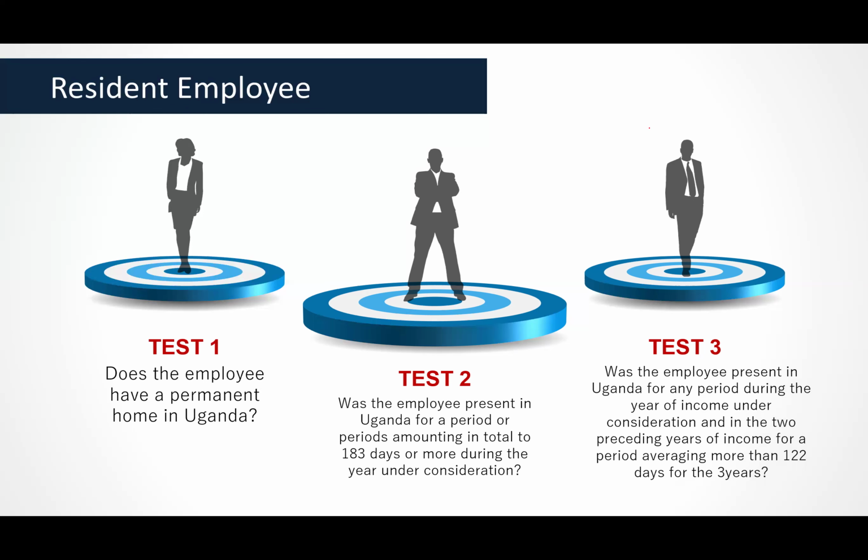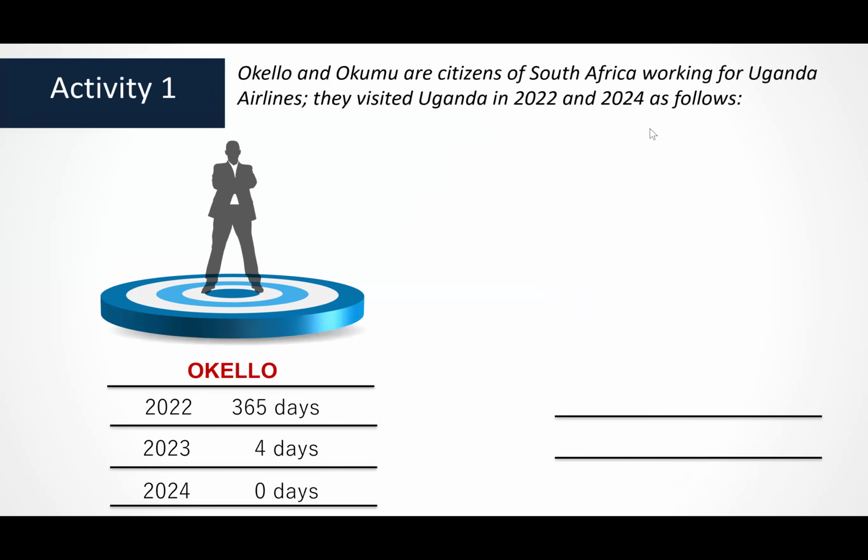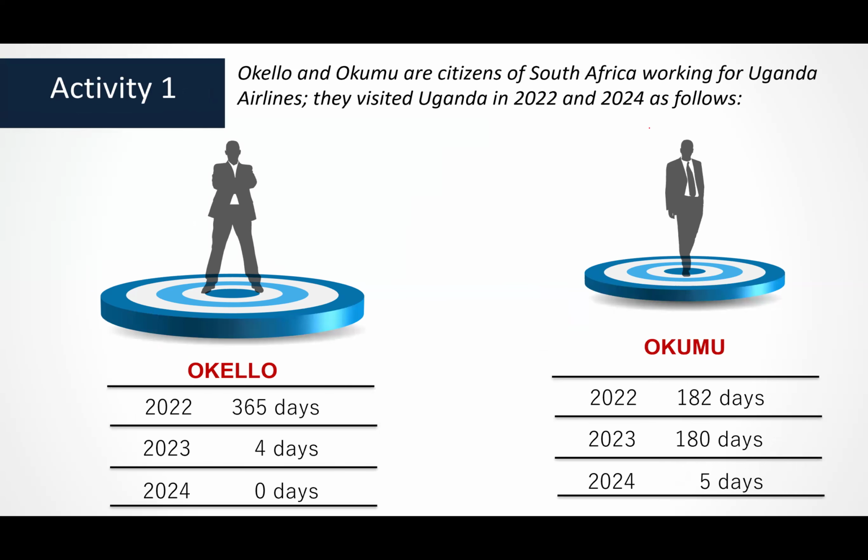Now I'm going to paint a clearer picture with this activity, assuming that we have 2 citizens of South Africa, Okello and Okumu. They are working with Uganda Airlines. They visited Uganda in 2022, 2023 and 2024. How would we handle the issue of resident, non-resident? Let us begin with 2022. You are filing the return of 2022. You have these 2 guys among the people you're going to include in the return. Who is resident, who is non-resident?